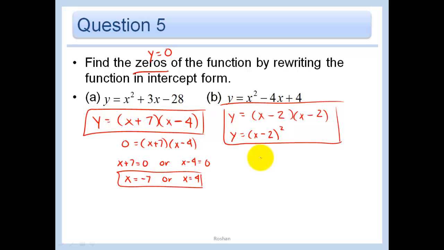All right, and then we want to find the zeros, so I'm going to just write it like this. And so for our zeros, x minus 2 equals 0, or x minus 2 equals 0. Well, that's the same thing. I don't need to write it twice. Just x equals 2 is my only 0 in that equation.